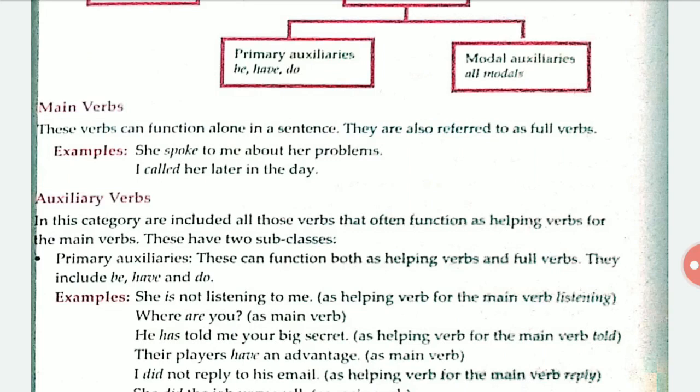She spoke to me about her problems. She did what? She spoke. I called her later in the day. What did I do? I called her. So this verb functions alone and gives a full meaning to the sentence. Okay. So they are said to be main verbs. So what is this main verb?